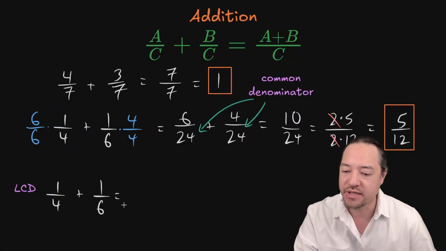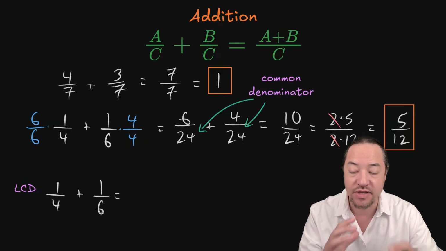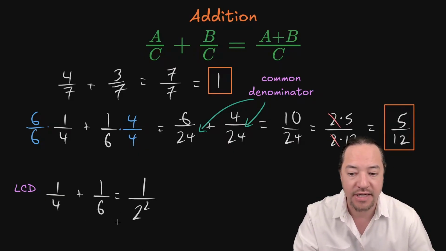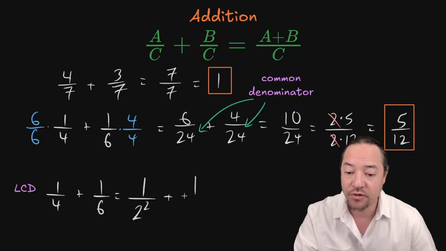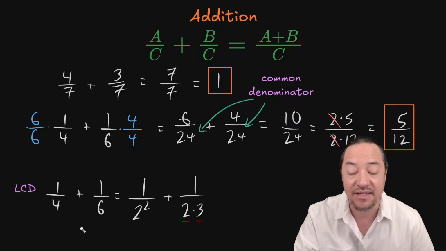And what I want to do is rewrite the denominators as the prime factorization of these numbers. What I mean is instead of writing 1/4, I'm going to write it as 1/2 squared. So this is the prime factorization of 4. And same thing for the 1/6. I'm going to write this as 2 times 3, right? Because these are all prime numbers that multiply together to give me 6.